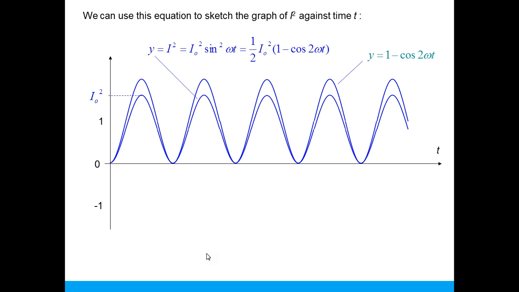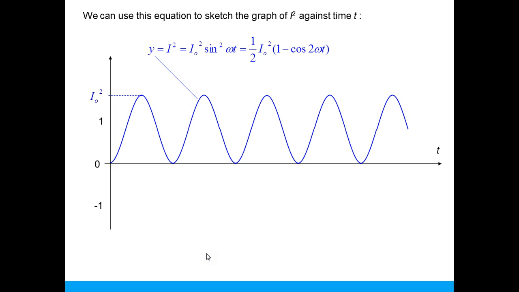If we want then the I square graph, which is I naught square sine square omega t, we simply multiply the previous curve with half I naught square, and we hence arrive at this value, where the peak value is I naught square.